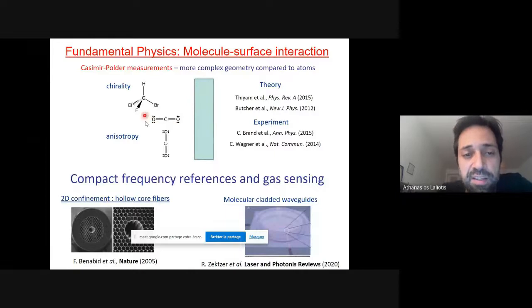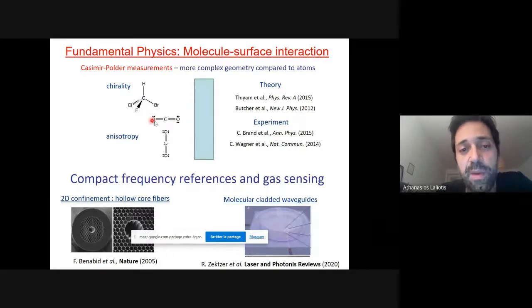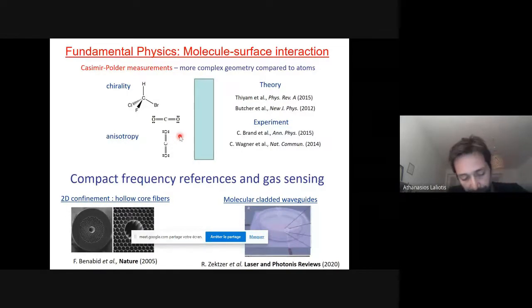These are effects that have to do with anisotropy. This is something that we are particularly interested in: the interaction of the molecule with the surface depends on the orientation of the molecule. But there can also be other effects that are much more difficult to probe, such as effects of chirality and so on, that have been studied experimentally.